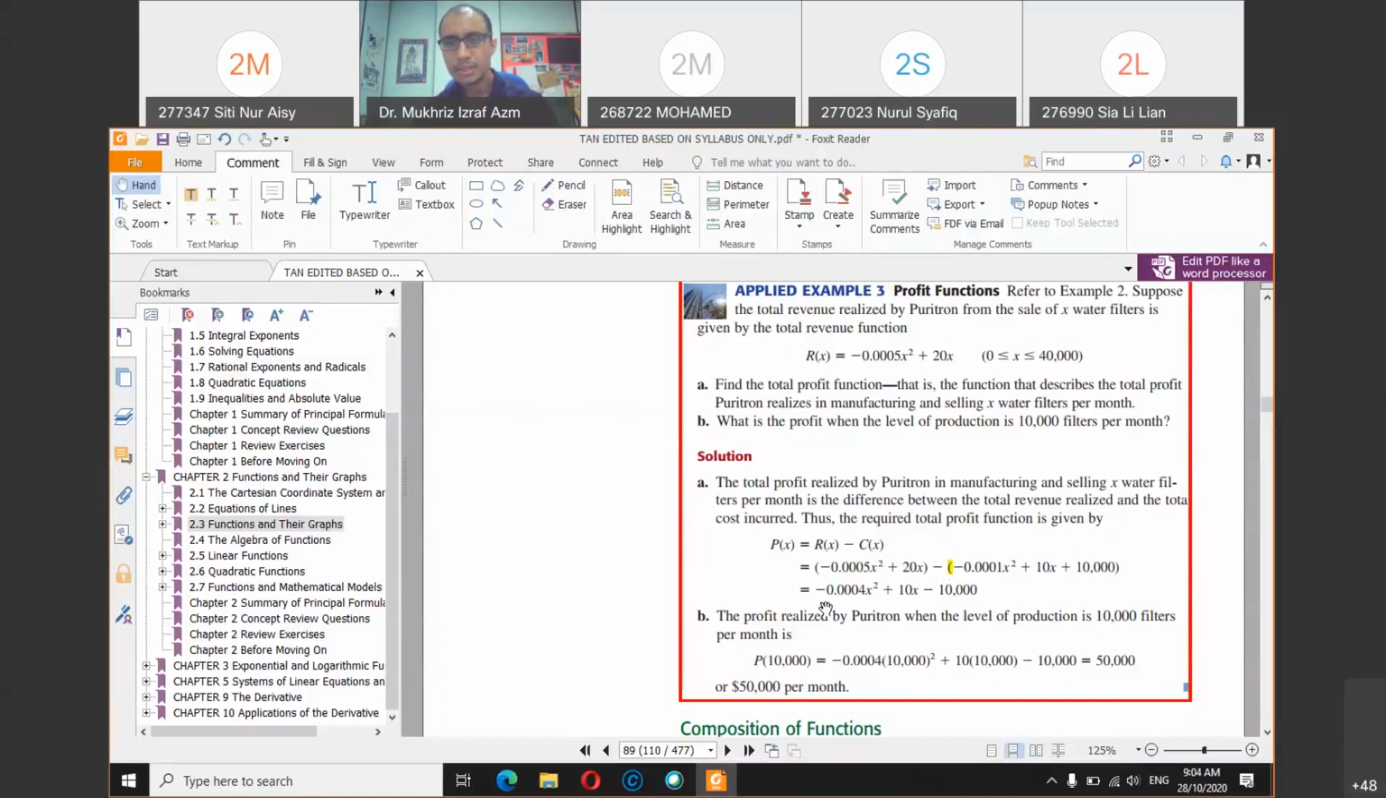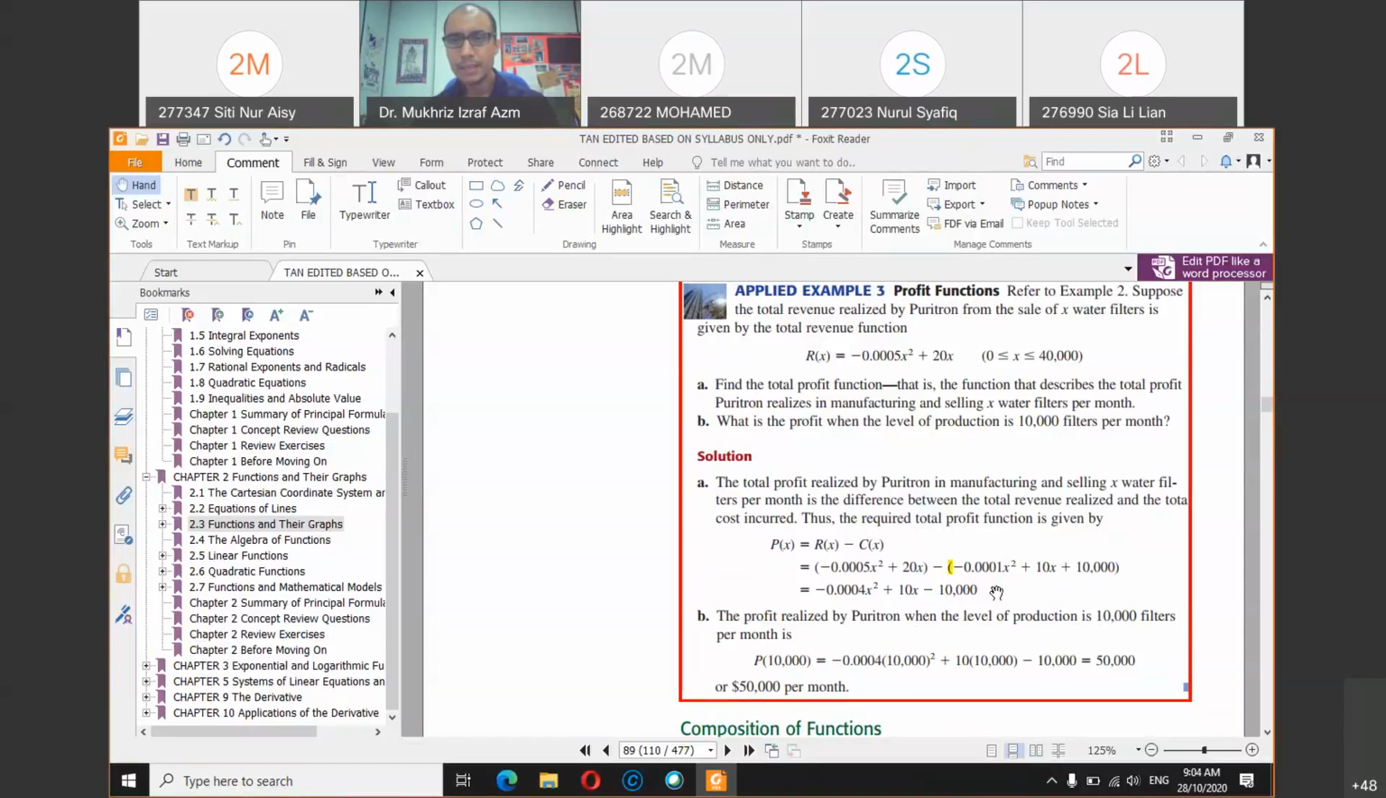Once you construct your profit function correctly, as you see here, the second part is to simply substitute the 10,000 into the profit function, which will give you $50,000 as the final answer. Okay, so it looks simple. I think for most of you, you will get the idea of how to construct this.